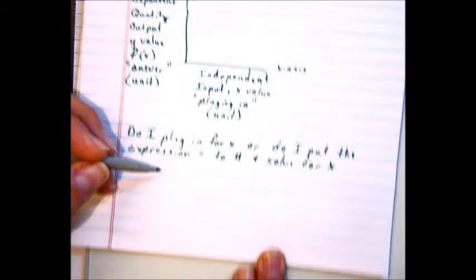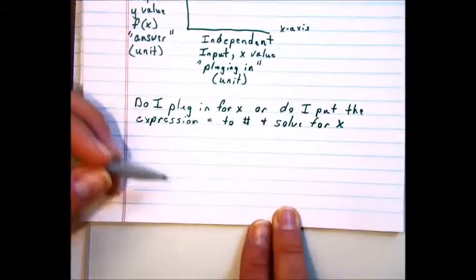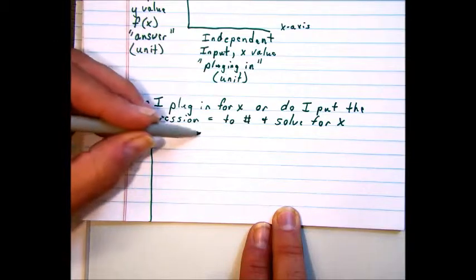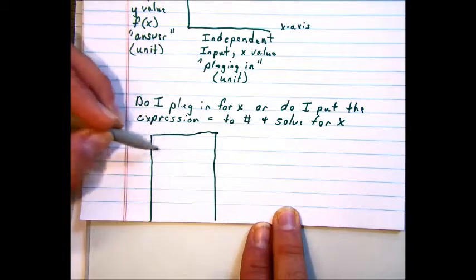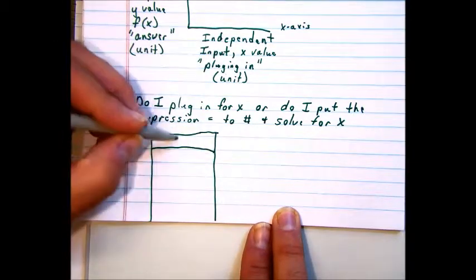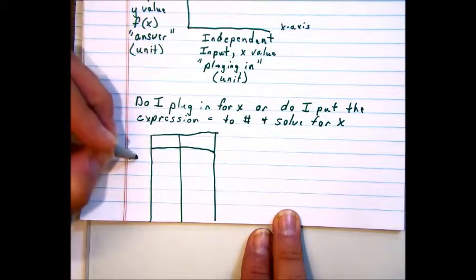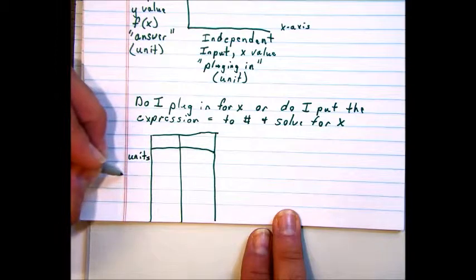So you usually get a chart with this. Okay. So here's our table. Excuse me, not a chart, a table. And then you have your quantities up top. And then you have your units. And then you have your expression.